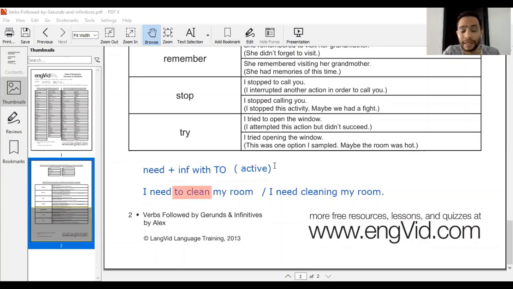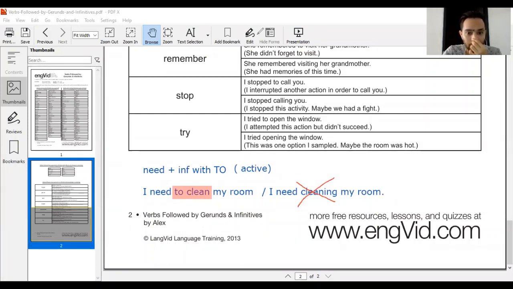So when I have this kind of sentences, guys, I cannot use the ing form. I can never say "I need cleaning my room." This is incorrect, right? This sentence is not good.